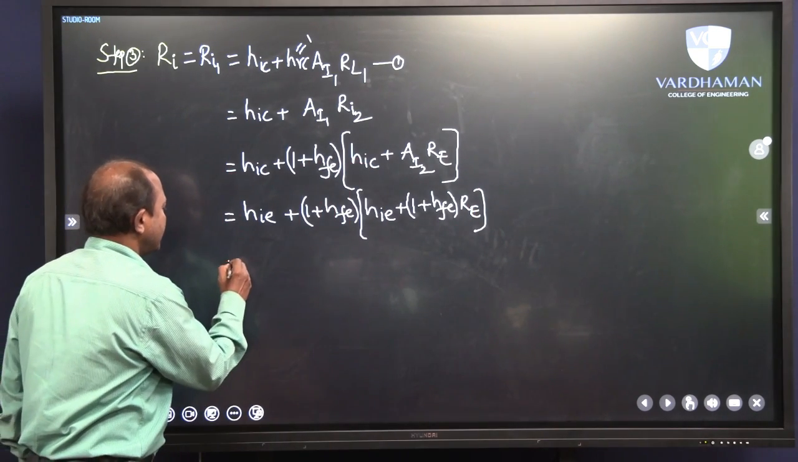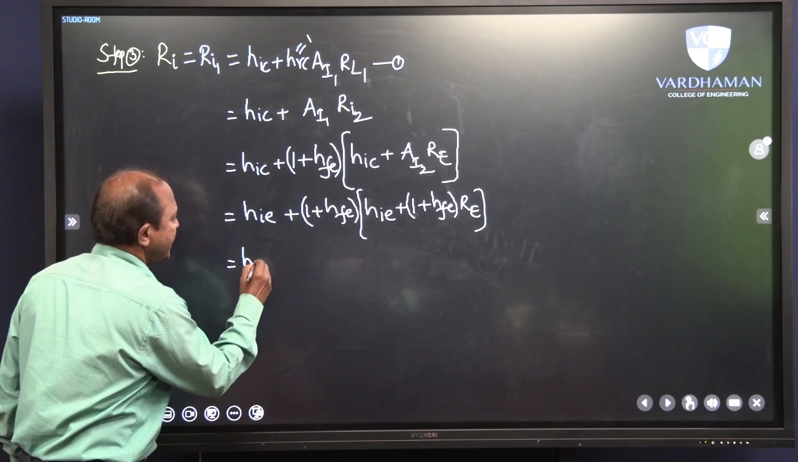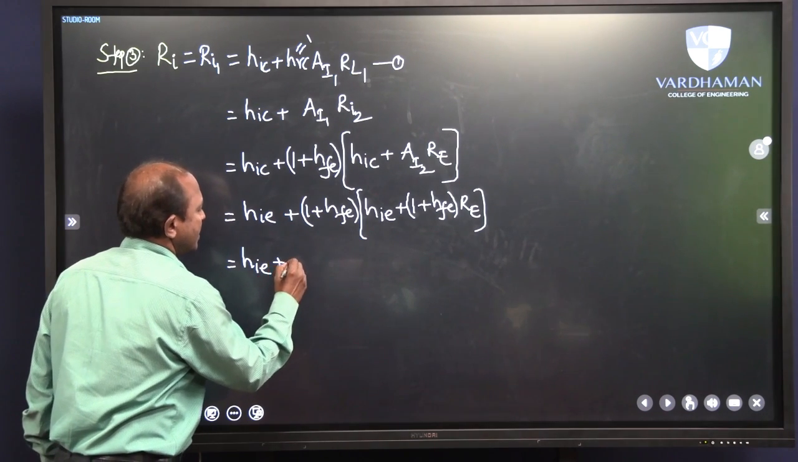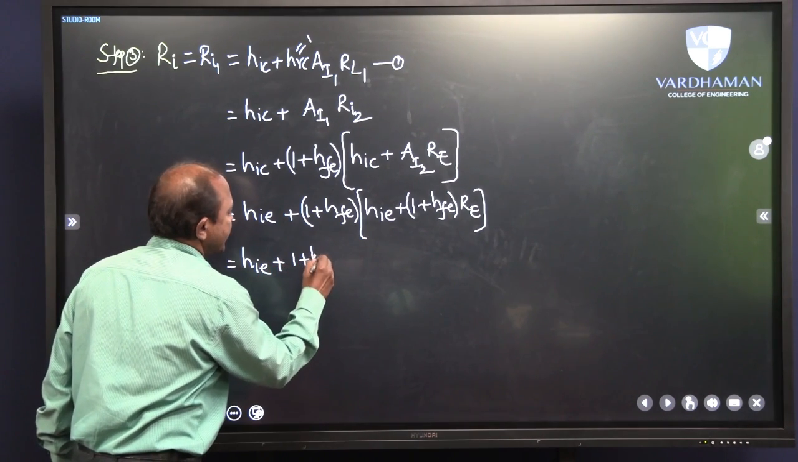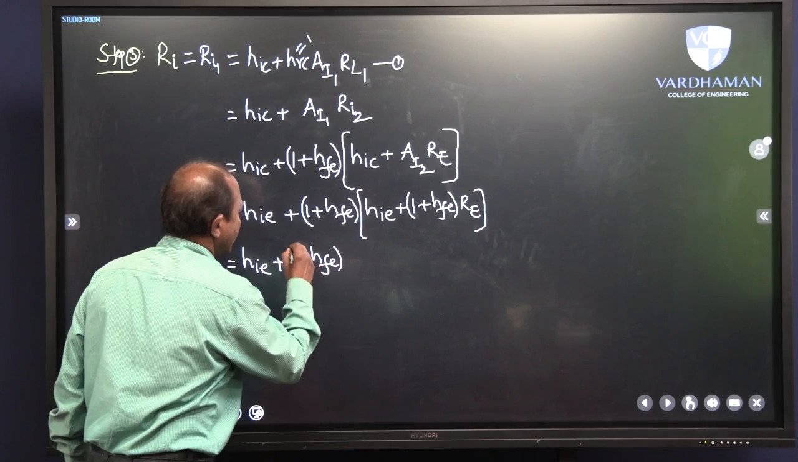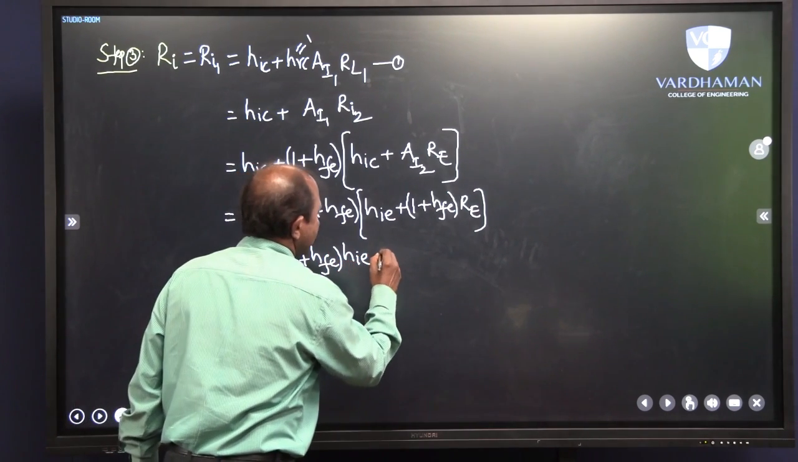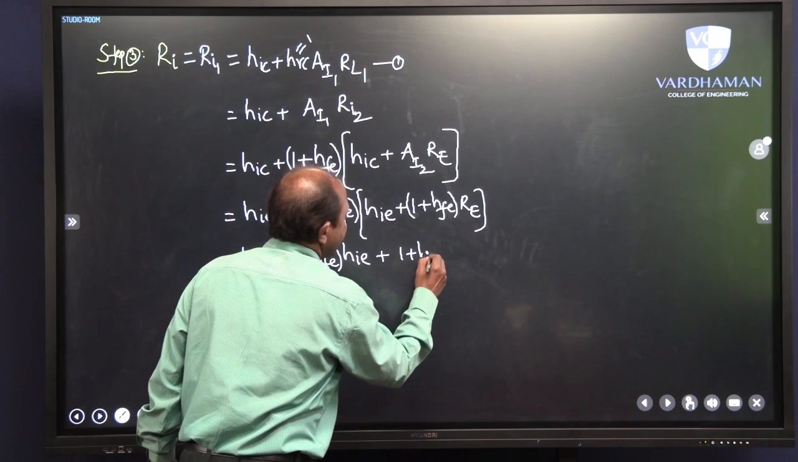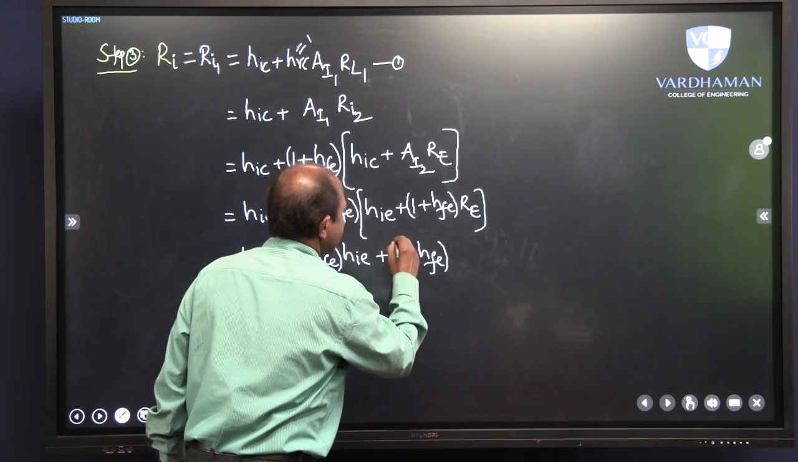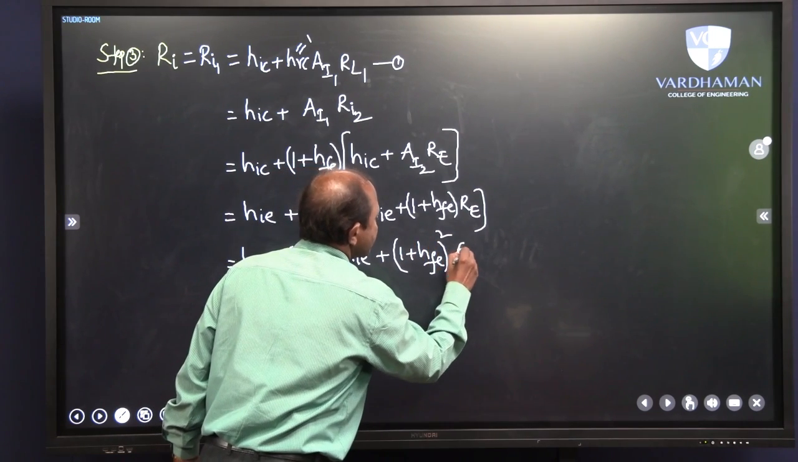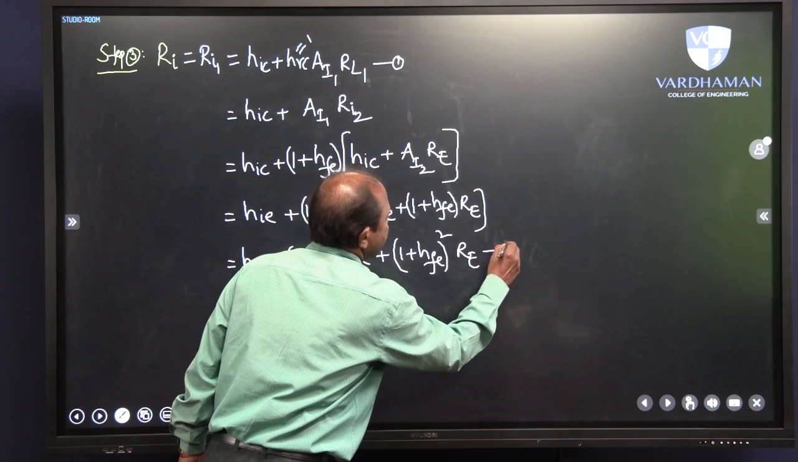Then this becomes HIE plus (1 plus HFE) into HIE plus (1 plus HFE) square into RE. This is the overall input resistance in Darlington pair amplifier.